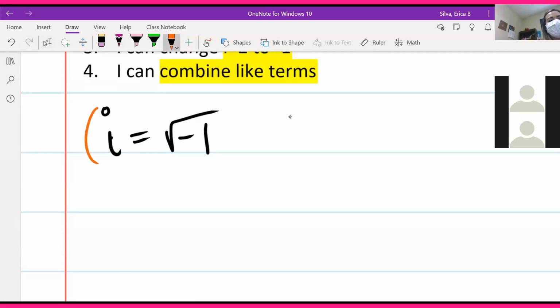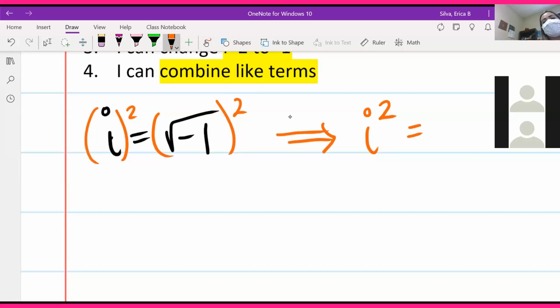If we wanted to get rid of that square root, we can square both sides. So this actually tells us also that i squared is equal to -1. So wherever we see an i squared, we're going to change it to -1.